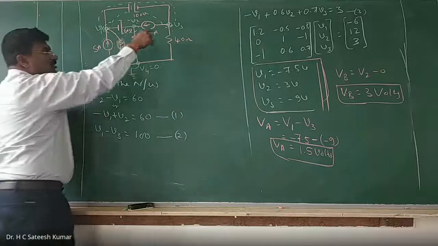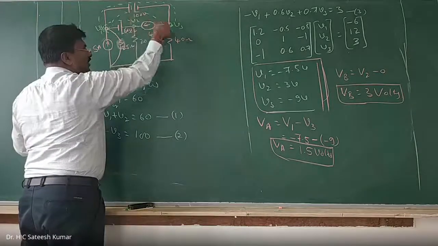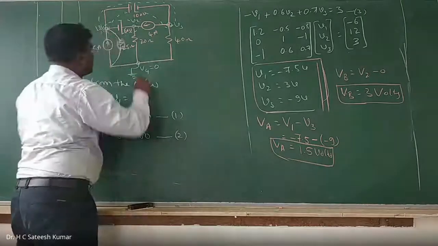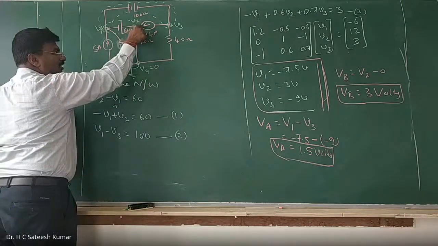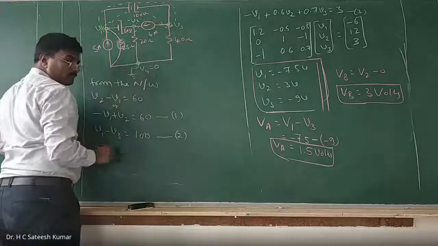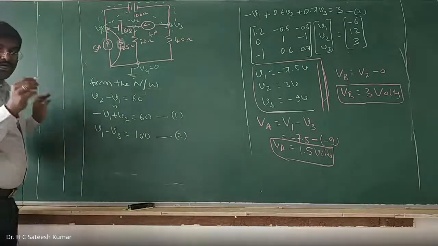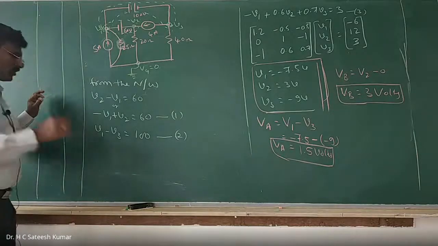Next, come to this one. How many elements are there? Leave this one and this one. 2, 1, 2. How many are there? 6. See, when I am writing here, you have to take this one. When I am writing here, you have to take this one. So in both cases we should take it. Now, observe carefully how to write the KCL to the super node. Observe carefully.